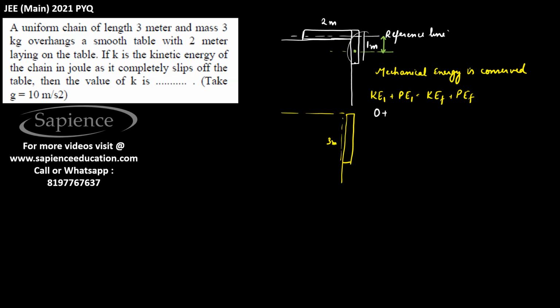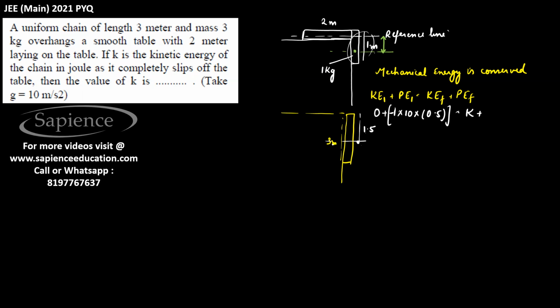The total mass is 3 kg and 1 meter is hanging, so the hanging part has a mass of 1 kg, so 1 times g, and the height of the center of mass from the reference line is 0.5. Although it is below the reference line, so the potential energy should be considered as negative. This should be equal to the kinetic energy finally, when the chain completely slips off, which is K, plus potential energy. Now this will be our reference point and it will be at a depth of 1.5 meter.